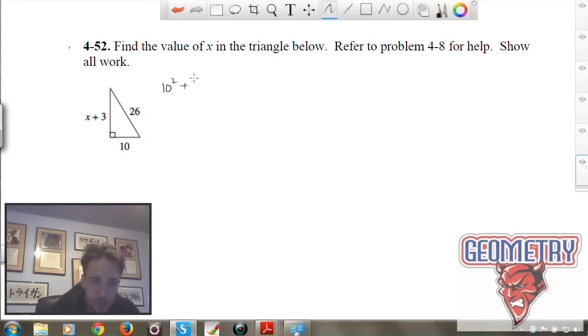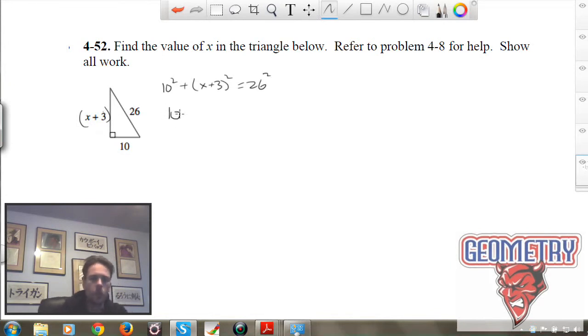So 10 squared plus (x plus 3) squared equals 26 squared. This is just a squared plus b squared equals c squared. And notice I put this whole quantity in parentheses because I've got to square that whole thing. I'm not just squaring the x, I'm not just squaring the 3, I'm squaring that whole thing.